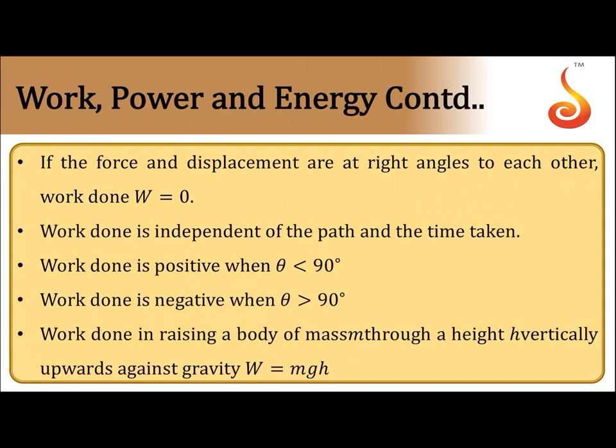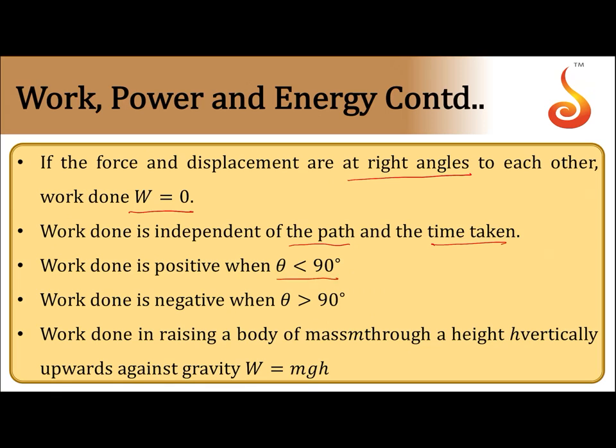Now if force and displacement are at right angles, we know that the dot product F dot S is Fs cos theta. So at right angles cos theta becomes 0, so work done will be 0. So this is the case of centripetal force. Work done is independent of path and how much time it takes to displace. It depends on only force and displacement.